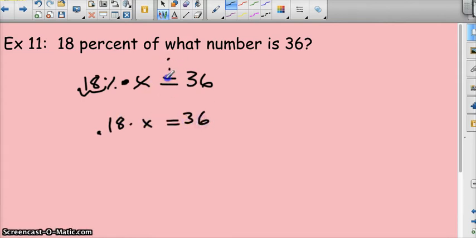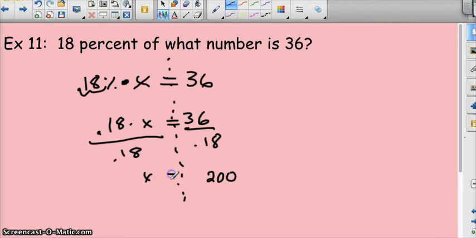And now we solve. And once again, to solve a linear equation, we've got to get everything off of the side that x is on. Well, on this side, there's a 0.18 that's got to go, and I see multiplication. The opposite of multiplication is division. I will divide by 0.18 to produce my answer. 36 divided by 0.18 ends up being 200. So our answer here, x, is 200. And yes, 18% of 200 is 36.